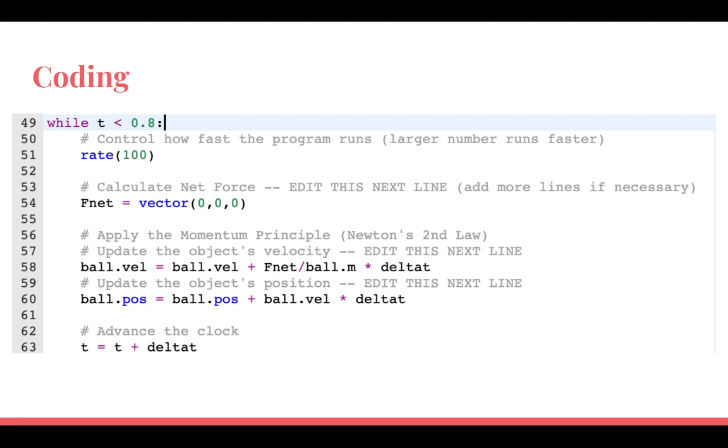Since the ball is in constant motion, the acceleration is 0. And according to Newton's second law, when the acceleration is 0, the force must also be 0, which can be seen on line 54 where the net force vector is adjusted to be the 0 vector. This loop runs the code at an increment of 0.0165 seconds until a total of 0.8 seconds are reached.